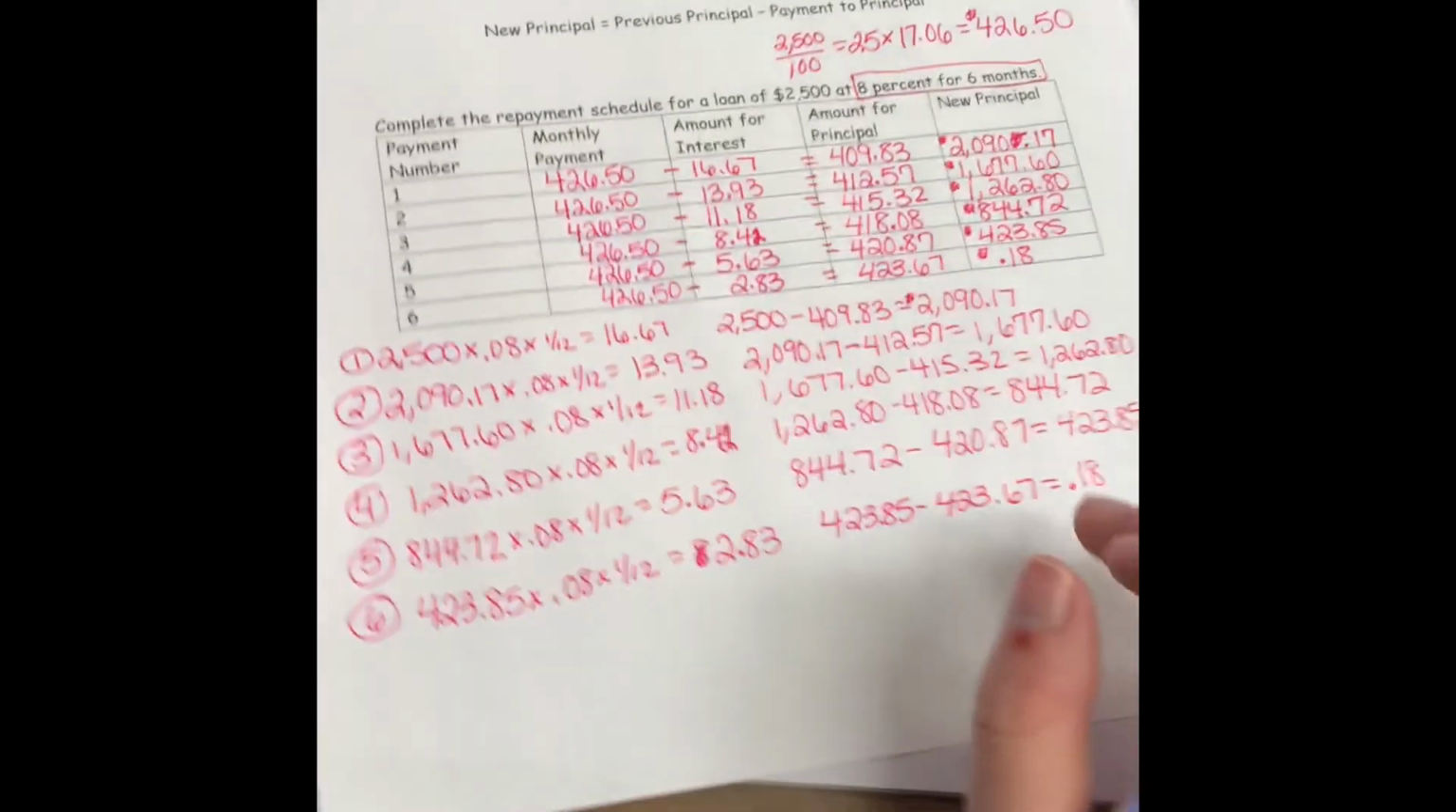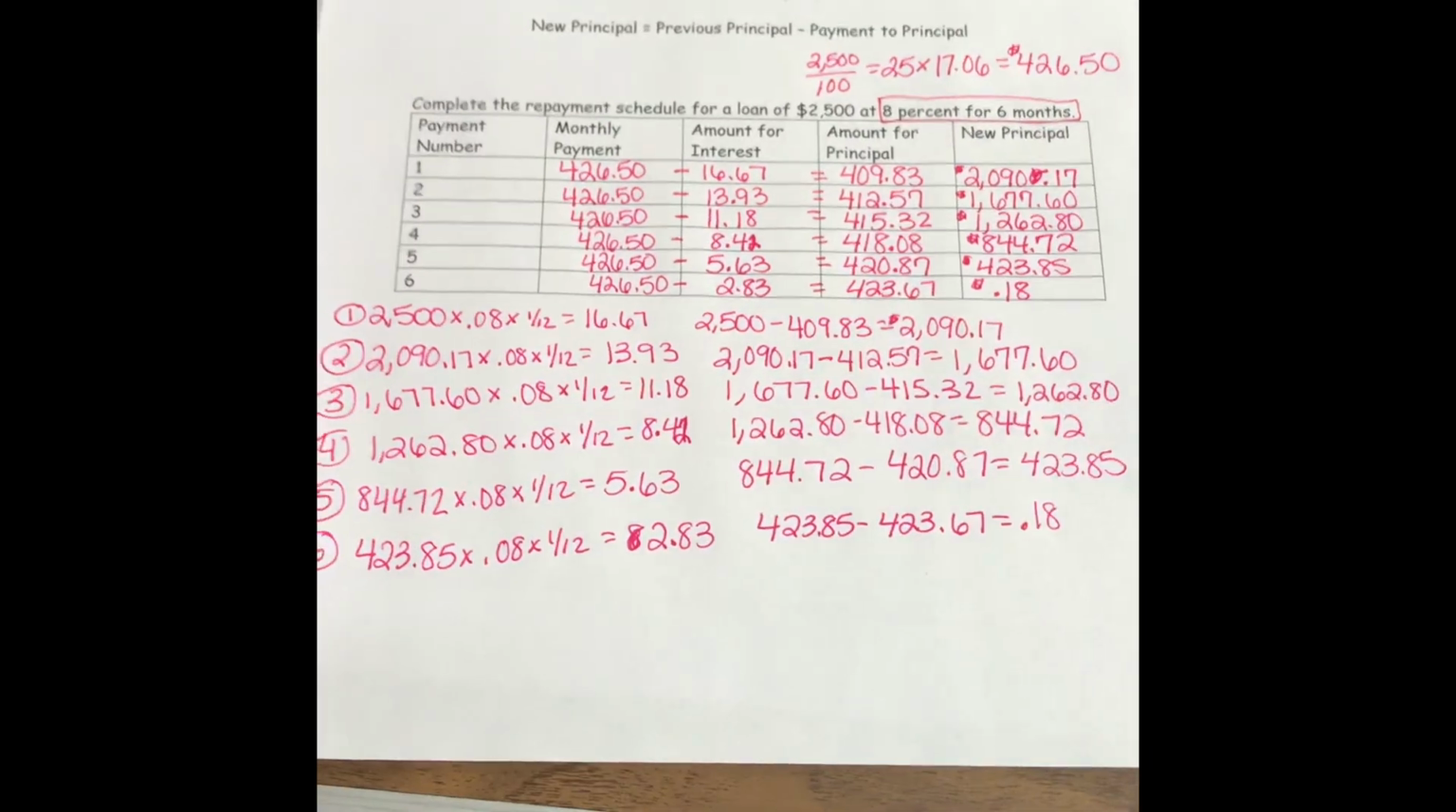So you should end with 18 cents. So you would have to make a payment for 18 cents.